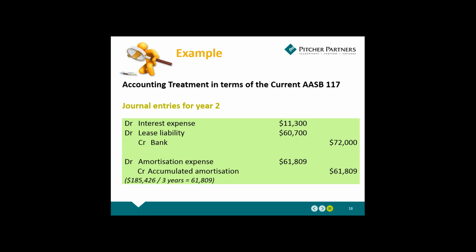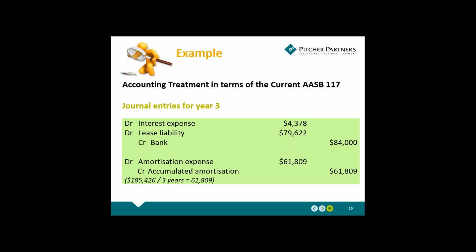In year two, same journals. We have a cash flow where we repay the liability of $72,000. We split it between interest and principal, amortization expense again, and the same in year 3. And we use the numbers from that amortization table. So this is what we currently do for finance leases. So most accountants would be happy with this, would understand how to do the journal entries, would understand how to do an amortization table, because we currently do this for finance leases.